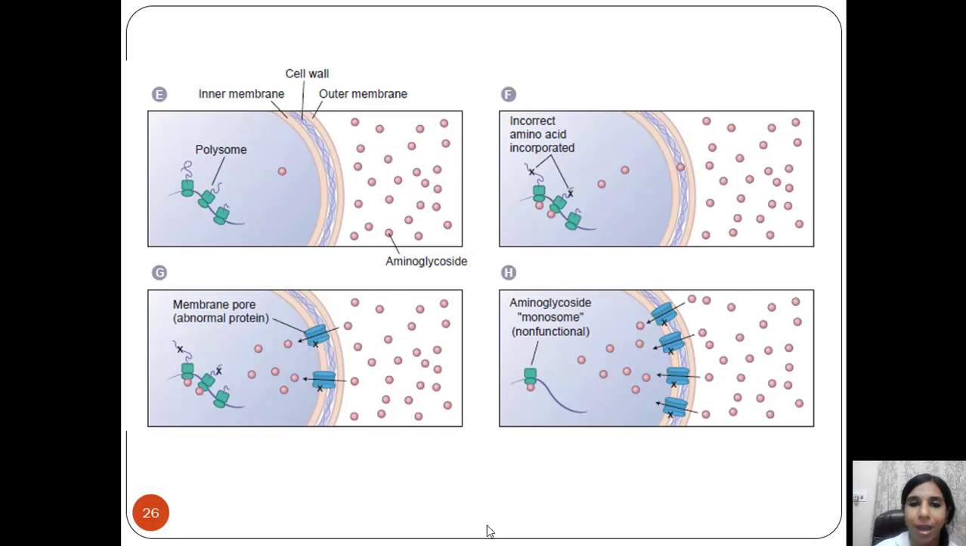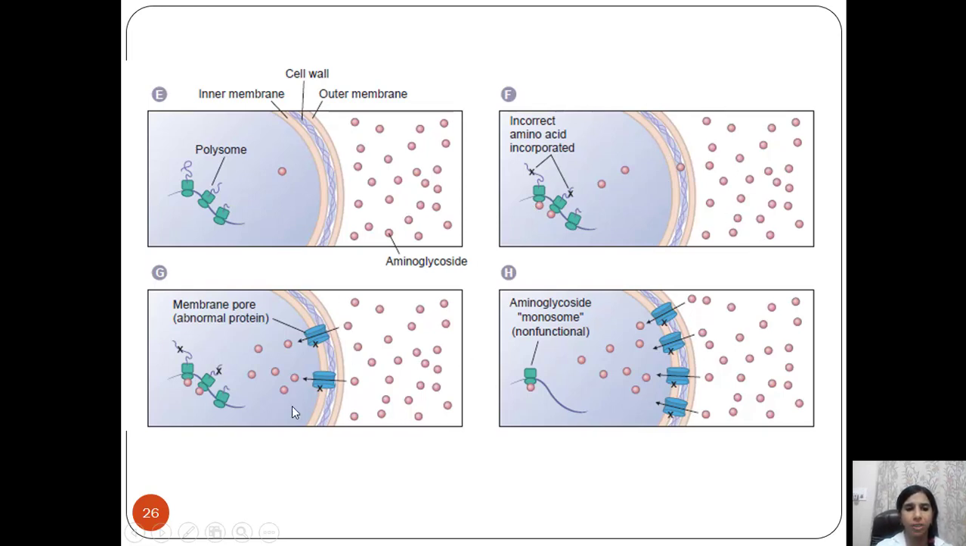So this is also a diagram, actually, students. It shows the EDP2 process which I was talking about, and this is the inner membrane, this is the cell wall, and this is the outer membrane, and you can see these are the aminoglycosides, and the aminoglycosides are trying to enter the cell, and they bind to the protein synthesis apparatus. They cause incorrect amino acid incorporation by causing abnormal codon-anticodon recognition, but here only a few molecules have gone inside.